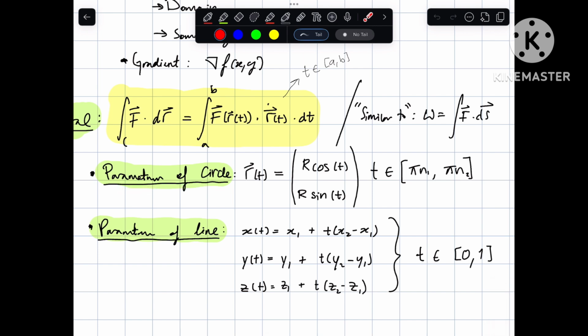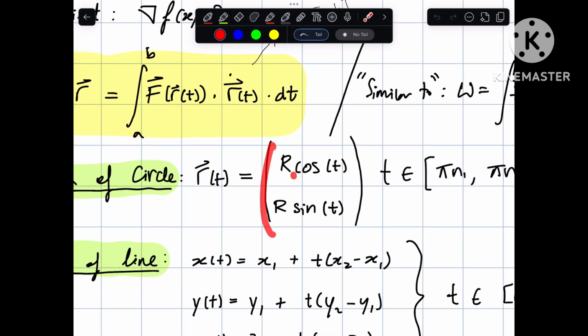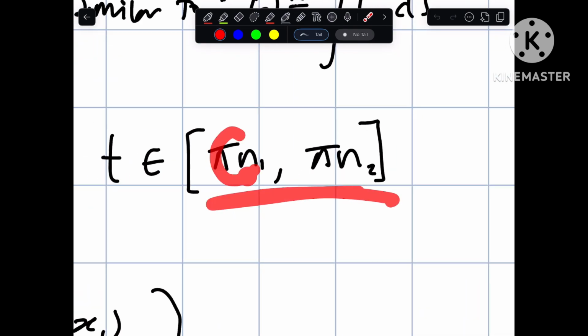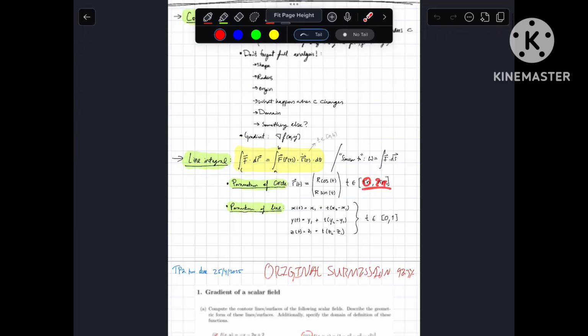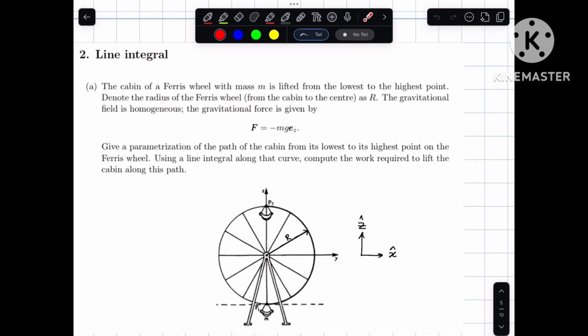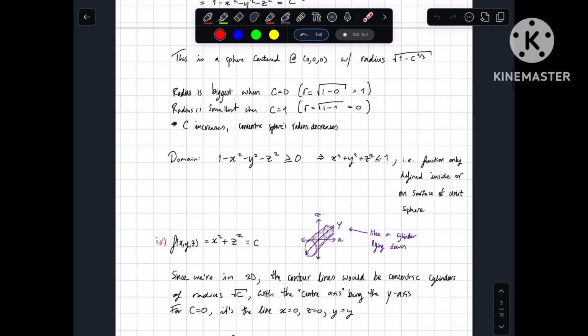Parametrization of a circle is going to look like this: R cos t, R sin t, where t is between... Now, I've just put random things here. It's usually 0 and 2 pi. But if we have a look at one of the example questions over here, it's asking what happens when a mass is lifted from here all the way to here. And this is our reference for 0 radians. So this wouldn't be 0 to 2 pi. This would actually be 3/2 pi to 1/2 pi. So that's why I've put placeholders in here.